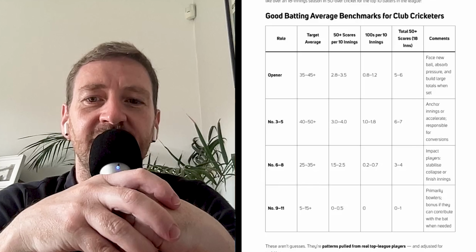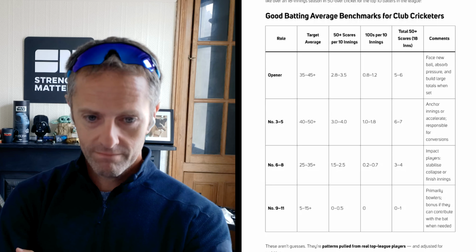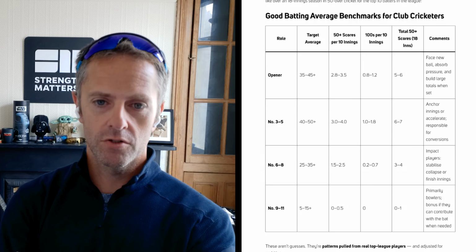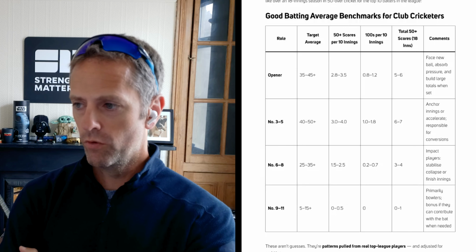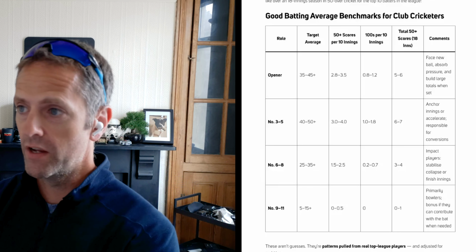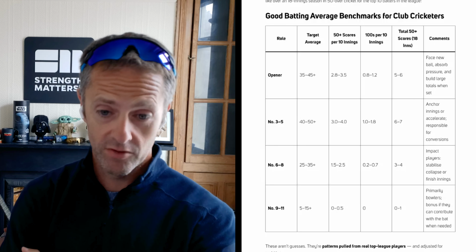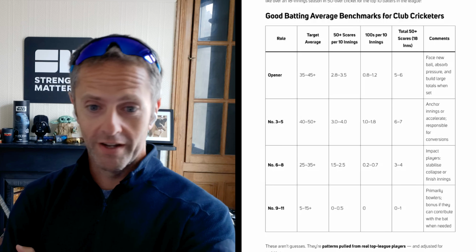You've got to get to those 50s, haven't you? That's what constitutes good performance in the team, right? And this is what we're looking for from the openers. Again, you will have a good ball when you're batting. It's inevitable, right? The odds are against you, right?